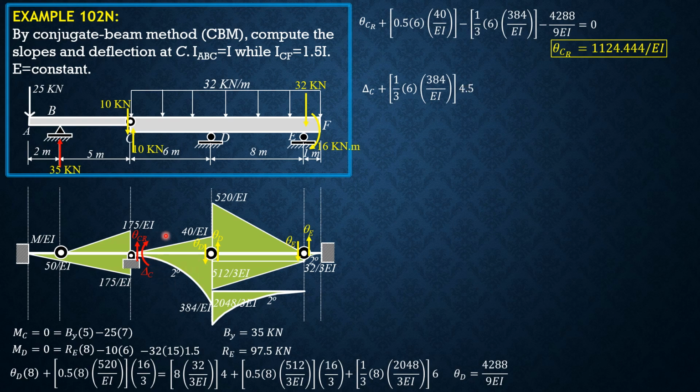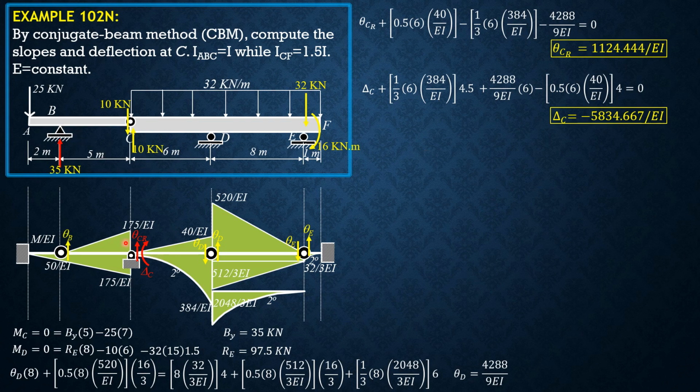So delta C plus this moment of area, then plus theta D, 4288 over 9 EI times 6, then minus the moment of this area of the triangle, minus 0.5 of 6 times 40 over EI. 2/3 of 6 is 4, so the moment arm equals 0. So from here we can solve delta C. Delta C is negative 5834.667 over EI.